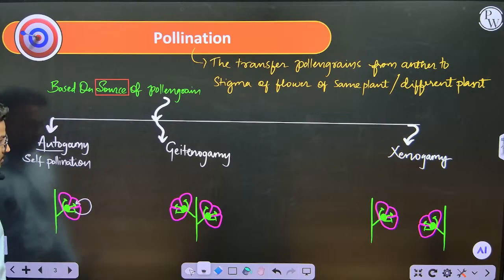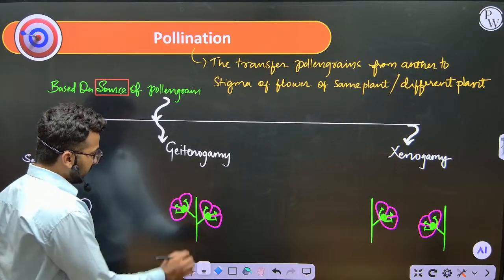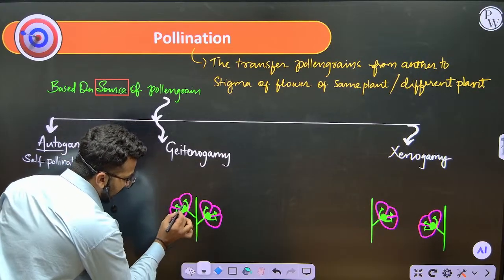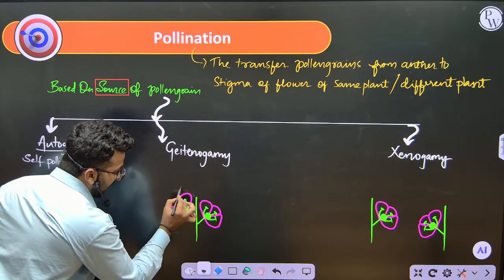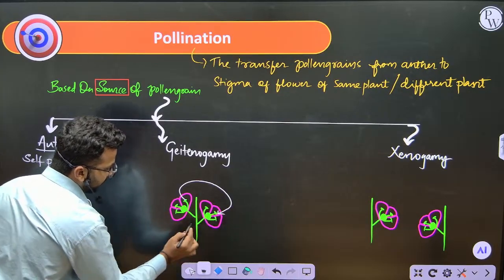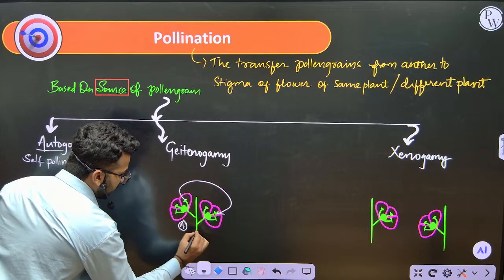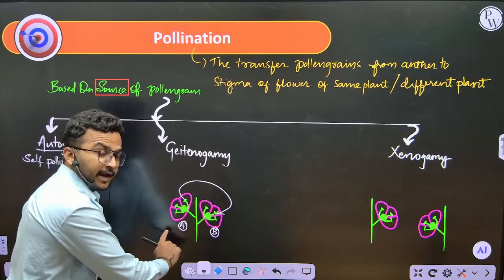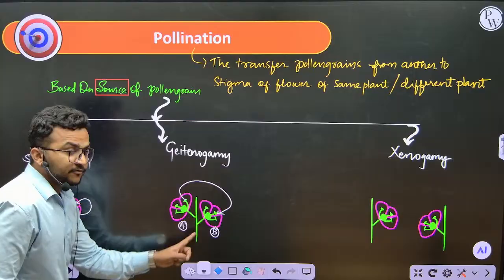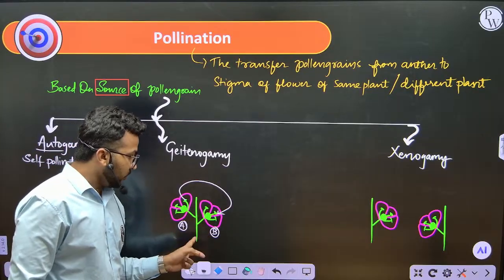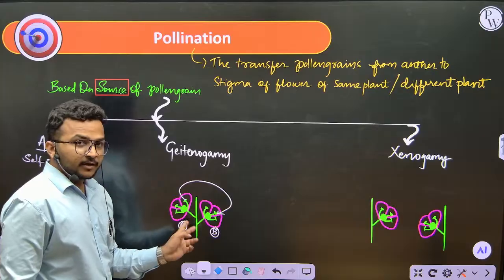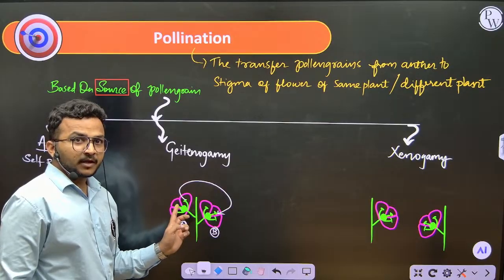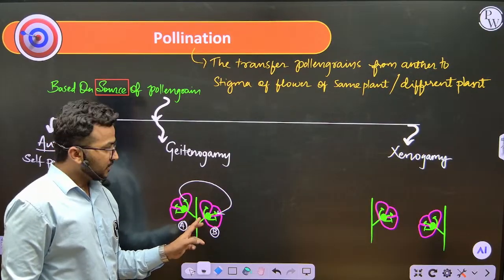Self pollination. Here geitonogamy is there, or whatever you call this. Geitonogamy is the transfer of pollen grains from anther to the stigma of flower A to flower B. So from the anther of flower A to the stigma of flower B, it is taking place on the same plant. So geitonogamy is nothing but the transfer of pollen grains from anther to the stigma of different flowers of the same plant.